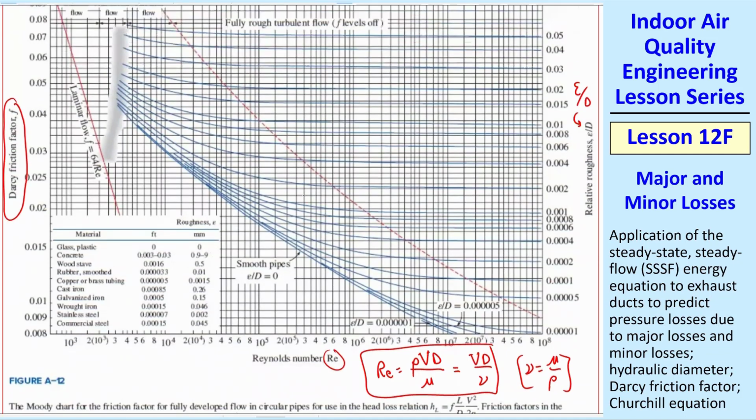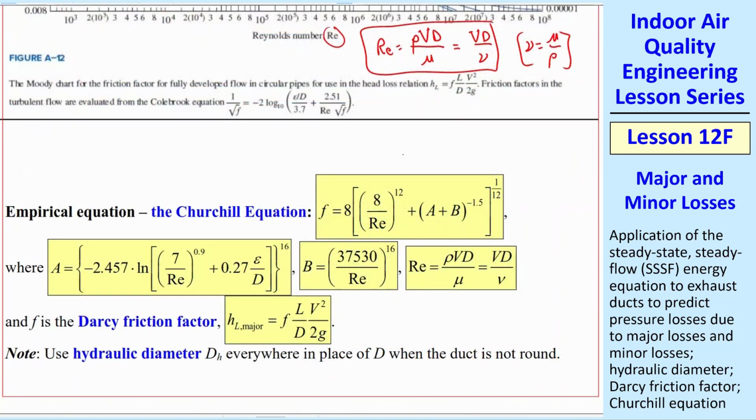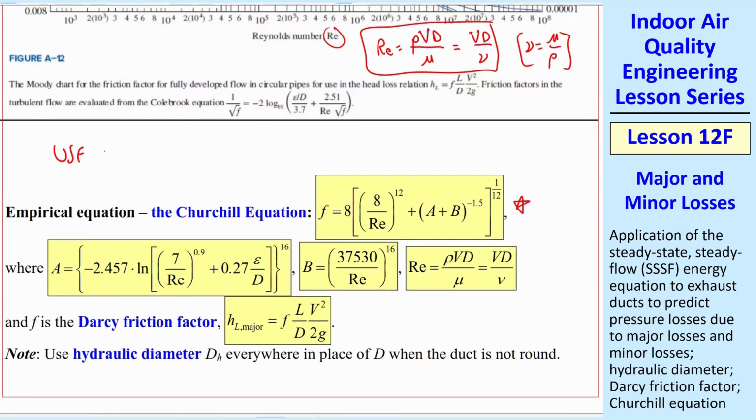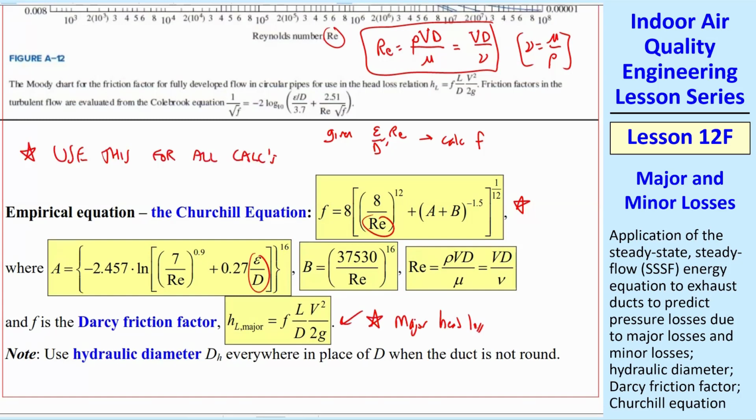Now, I don't advocate using the Moody chart other than to get a quick and dirty estimate. What I advocate is to use the Churchill equation. It is explicit. You don't have to do any kind of iteration. So I will say use this for all calcs. I would strongly encourage you to put this equation into Excel or MATLAB or whatever, so that for a given epsilon over D and Reynolds number, we calculate f. And once you have that f, the major head loss is f times L over D times V squared over 2g.